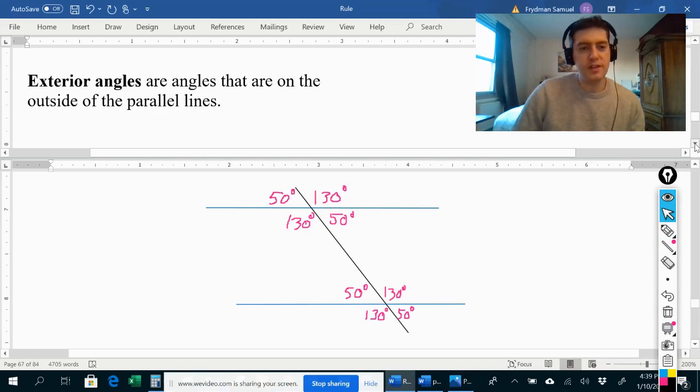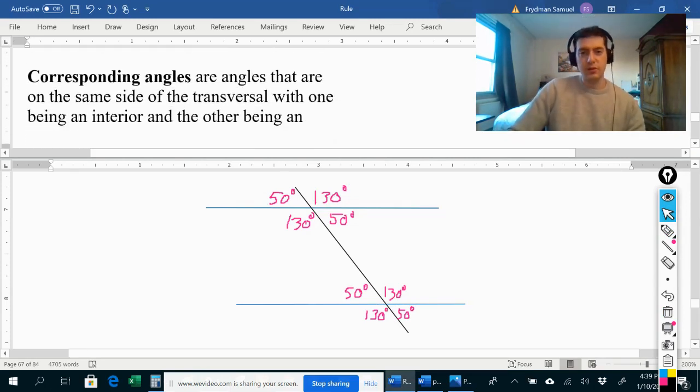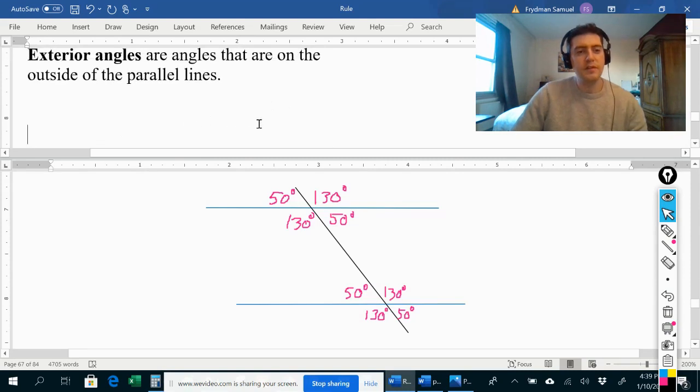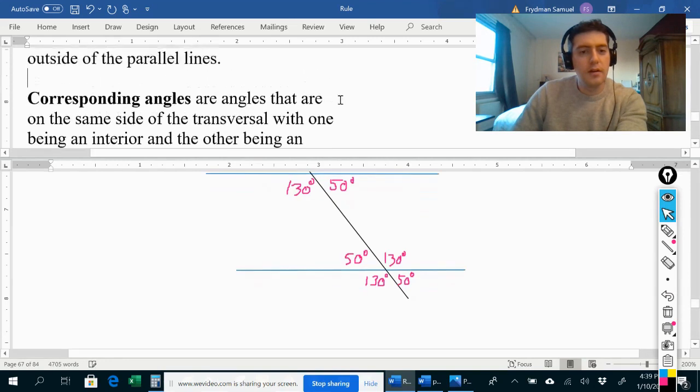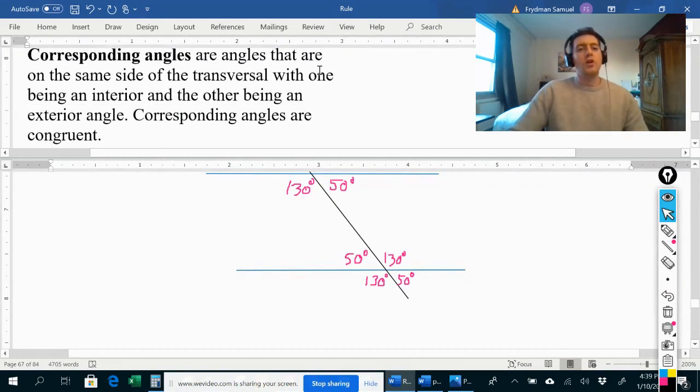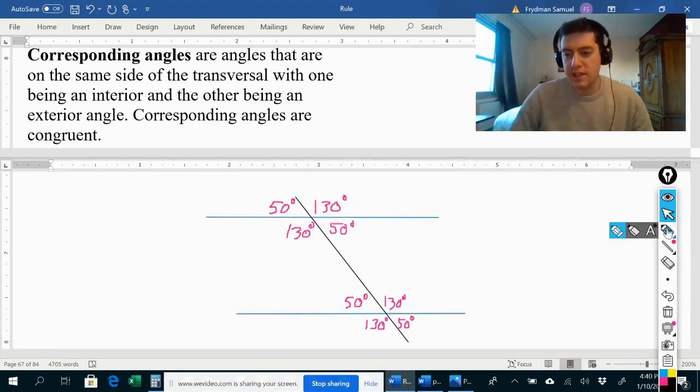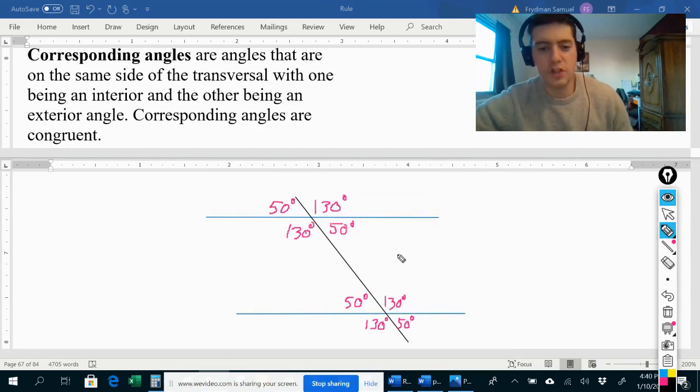Let's move on to another definition. Corresponding angles are angles that are on the same side of the transversal, with one being an interior and the other being an exterior angle. Corresponding angles are congruent.